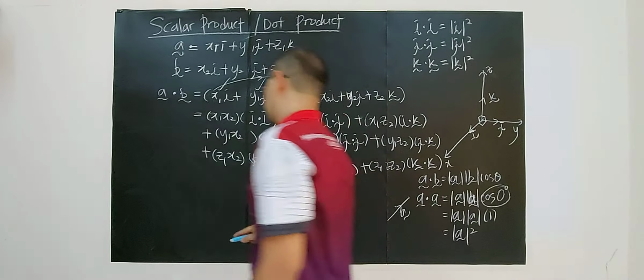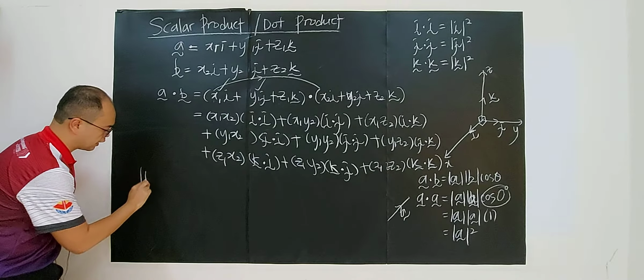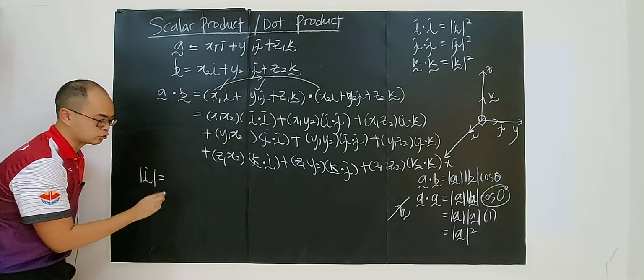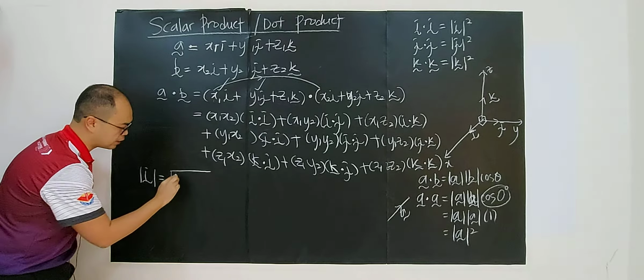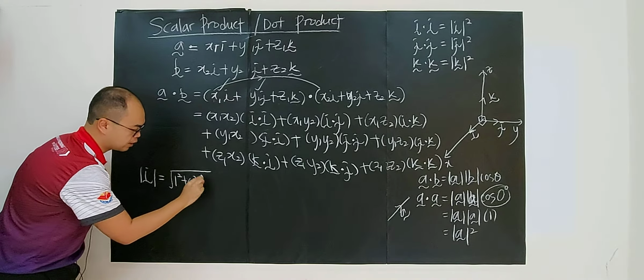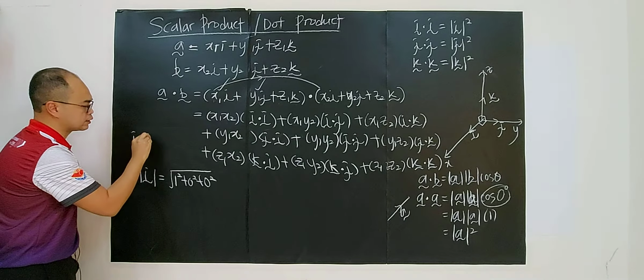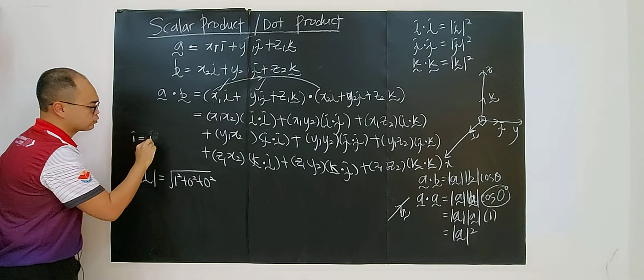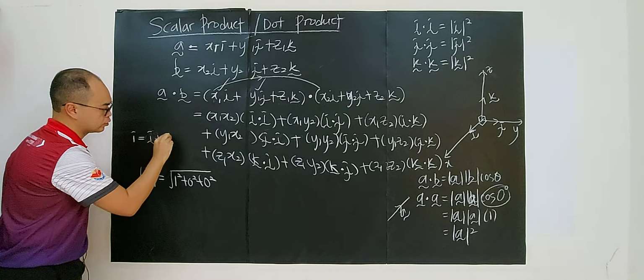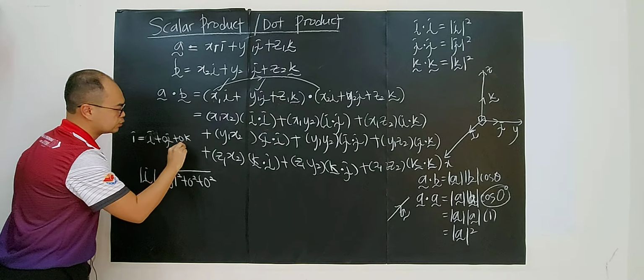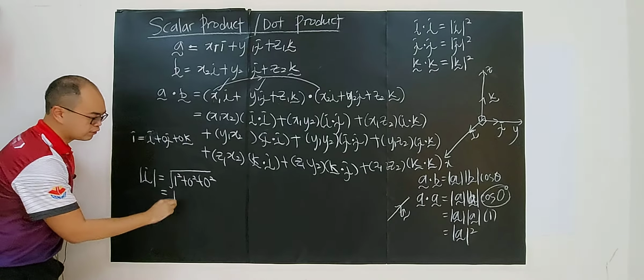How do we find the magnitude of i? There is much knowledge you should know here. It is the square root of 1 squared plus 0 squared plus 0 squared, because i refers to i plus 0j plus 0k, so the magnitude will give you 1.